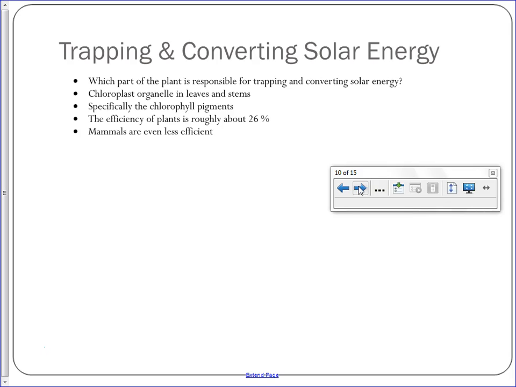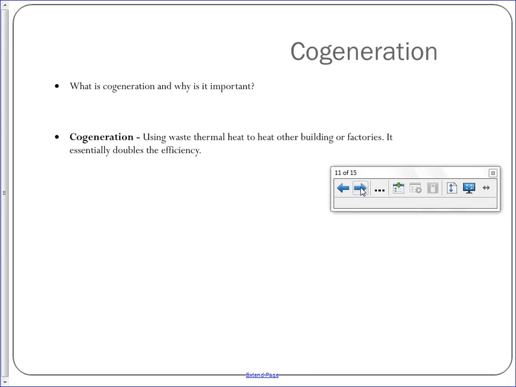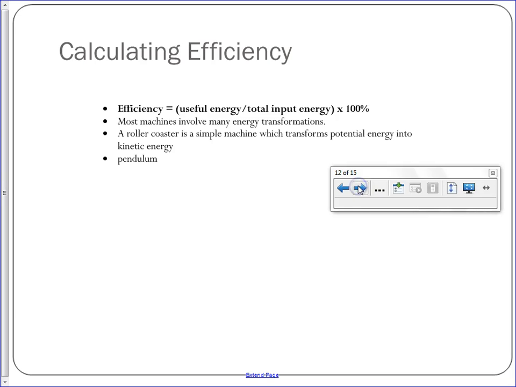When we think of mammals trying to convert energy from foods, it's even less efficient. So cogeneration. What is cogeneration and why is it important? Cogeneration is using wasted thermal energy or thermal heat to heat other buildings or factories. It essentially doubles the efficiency. So it's taking all this wasted heat energy from these different processes and using it positively. It increases the efficiency of the process and kills two birds with one stone.